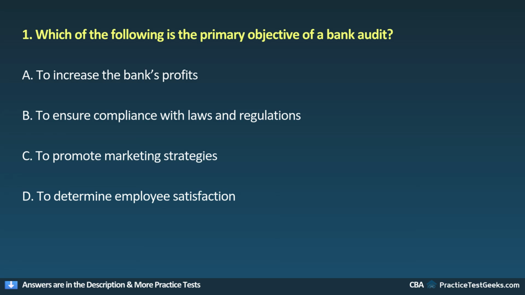1. Which of the following is the primary objective of a bank audit? A. To increase the bank's profits. B. To ensure compliance with laws and regulations. C. To promote marketing strategies. D. To determine employee satisfaction.